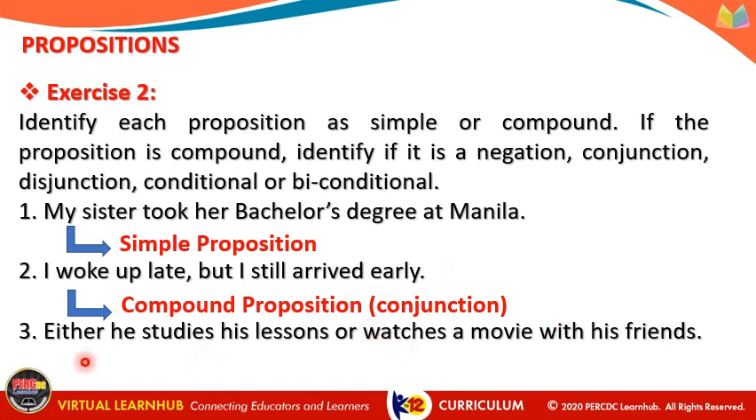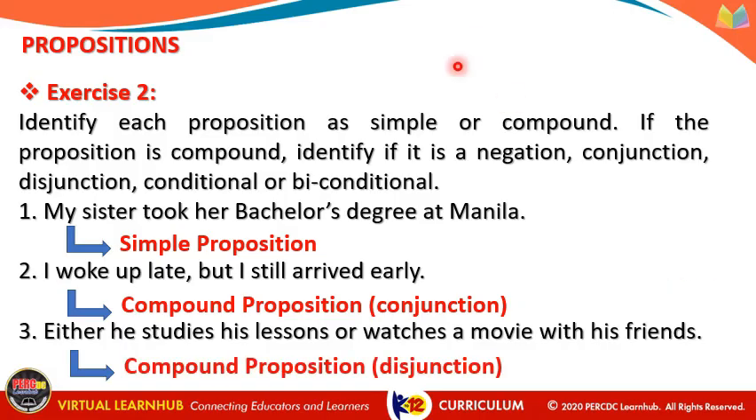Number 3, either he studies his lessons or watches a movie with his friends. You have two propositions here. He studies his lessons. The other one is watches a movie with his friends. So he studies his lessons. He watches a movie with his friends. Two propositions connected by the word or. Thus, what you have is a compound proposition. Specifically, it is a disjunction.